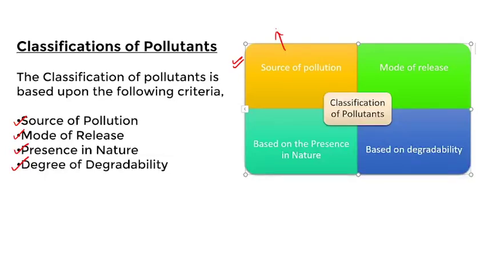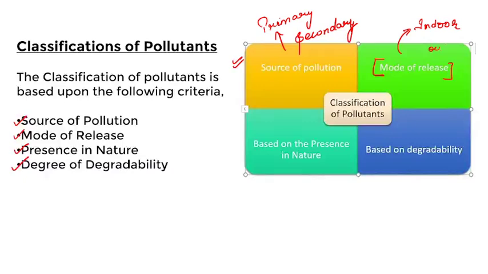Because this source actually classifies them as primary or secondary. Now, when I say primary or secondary, there's a confusion which comes into the mind of students of what is primary pollutant and what is secondary. So we will come to that. All right. Next is the mode of release. How they come into the environment. Means that mode of release can be your indoor activities and there can also be your outdoor activities. So this also we will come to know by the end of this lecture.